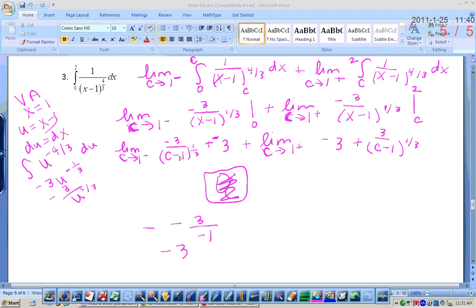But the limit as c approaches 1, you essentially have negative 3 over something that's tiny, tiny, tiny. And negative 3 divided by, say, 1/1,000,000th would still be a negative number. So you basically have negative 3 divided by a tiny negative number, so it's actually going to be positive infinity. Minus 3, plus a negative 3 right here, and that's going to be infinity also. So we basically have 2 times infinity minus 6, which is still infinity.